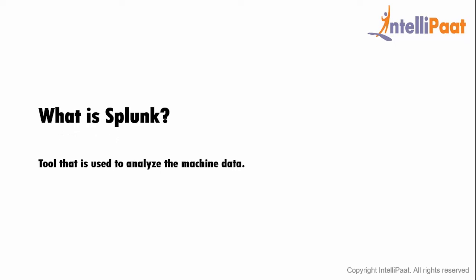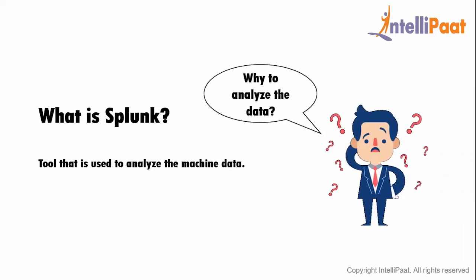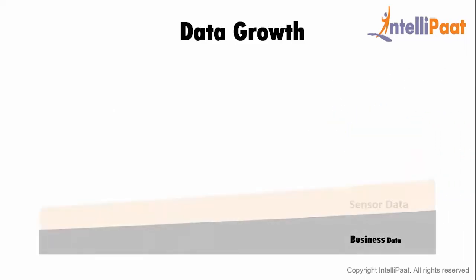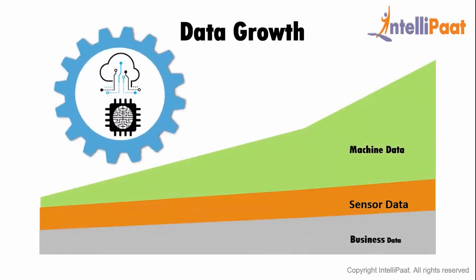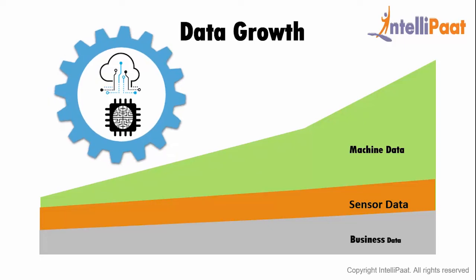Have you heard of the word Splunk? Splunk is a software or tool that is used to analyze the machine data. But have you ever thought about why we have to analyze the machine data? You must be aware of the exponential growth in machine data over the last decade. This was mainly because of the growing number of machines and the usage of IoT devices. And analyzing the data is needed because the solution to different problems is hidden in machine data.